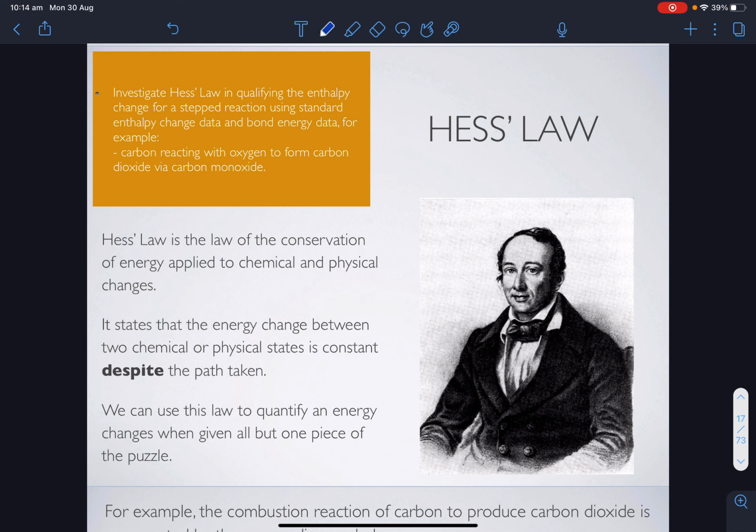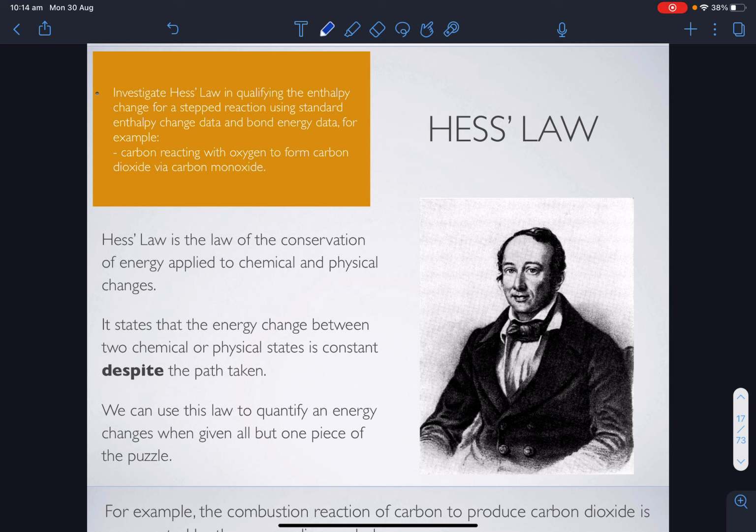So we've got to investigate Hess's law in quantifying the enthalpy change, so whether it's negative or positive, for a stepped reaction using standard enthalpy change data and bond energy data, for example, and here's a reaction. Okay, what we're going to do is use this guy's idea, okay?